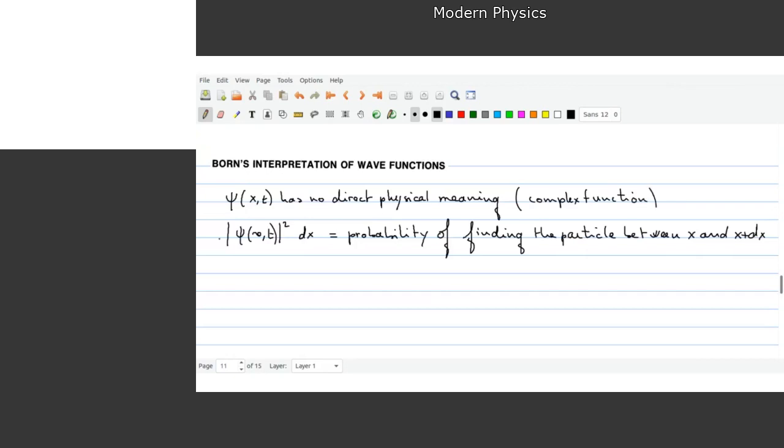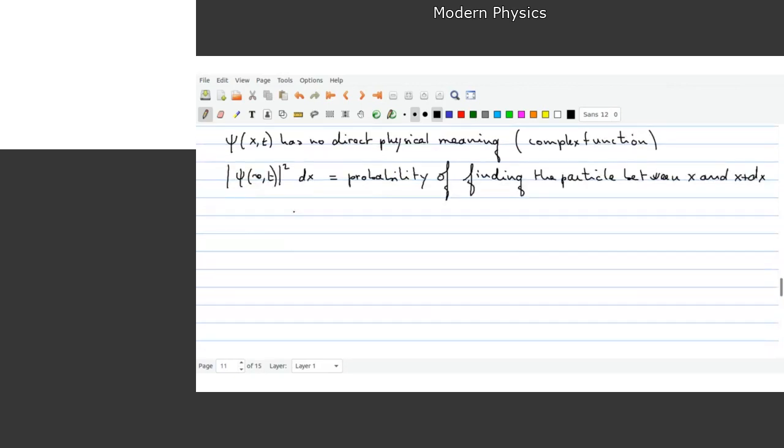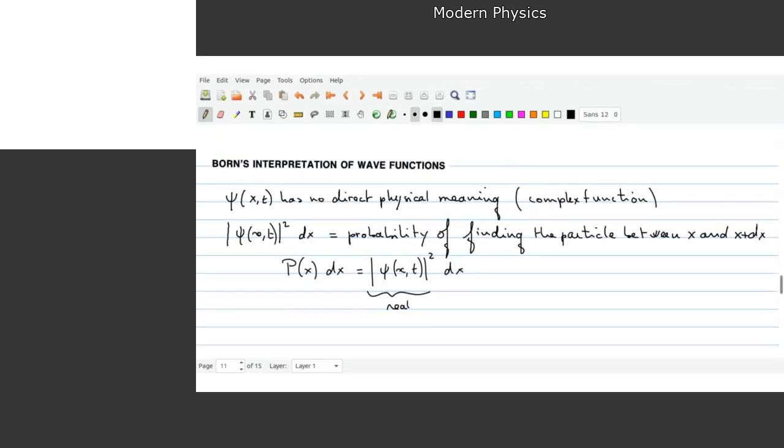But if you compute this quantity, what is it? You have p of x dx equal to psi of x,t squared. This is real. This is the probability of finding the particle between these two positions, x and x plus dx. So this is the first use we have for this wave function.